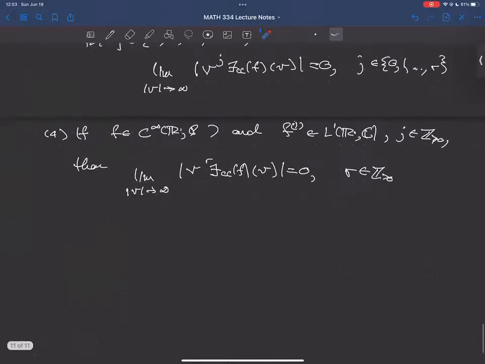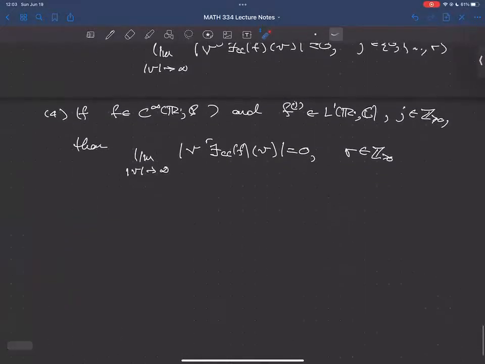So now let's look at the kind of opposite type question, which is about rate of decay of the signal versus regularity of the transform. Okay, and the result here looks a little bit different. So let me write it down and then we'll chat about what that means.